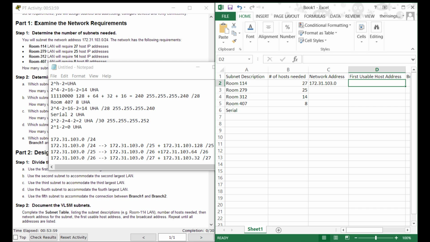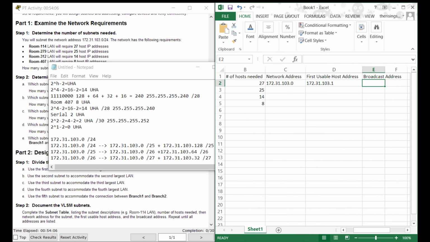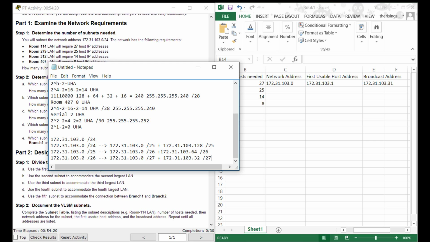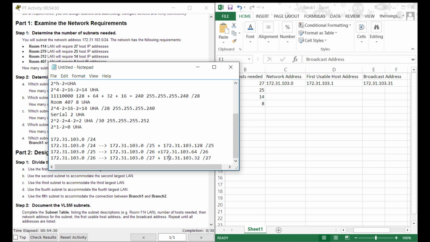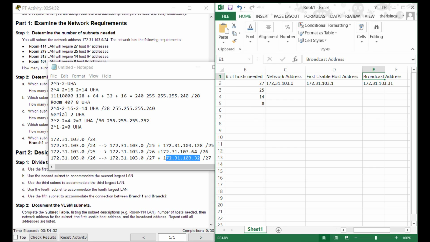The first usable host address is going to be 172.31.103.1. In a broadcast address, this is not the last usable host address. This is going to be the absolute last one. It's going to be 172.31.103.31. And how can I tell this? Well, we already know our next network is going to be starting with a .32. And we already know that the broadcast address is the last IP of the network. So by subtracting just one from this, we can get the broadcast address.